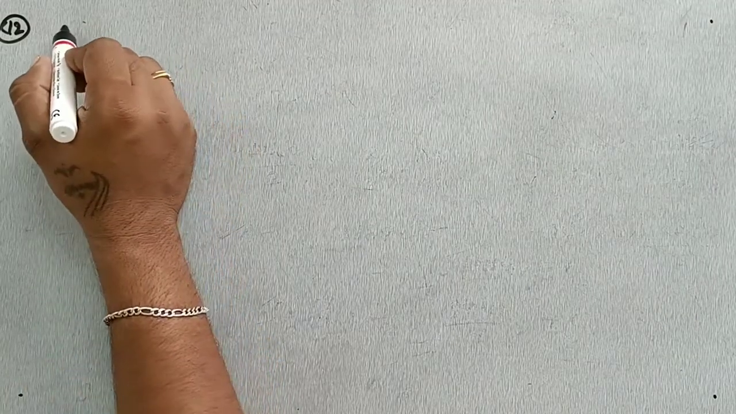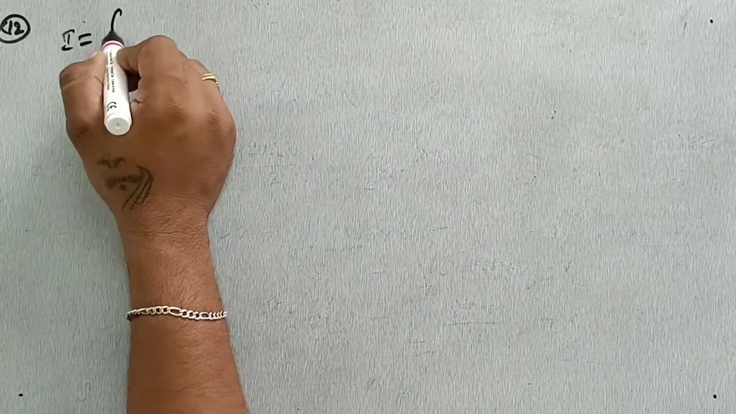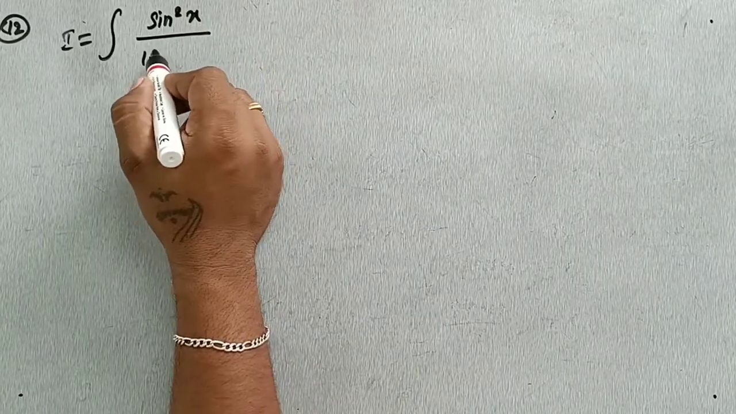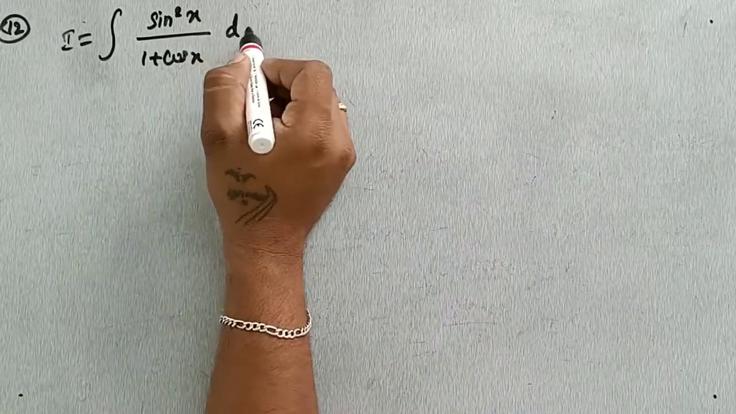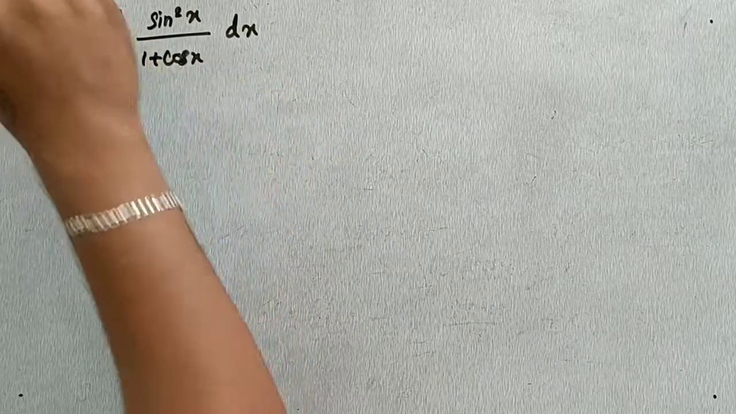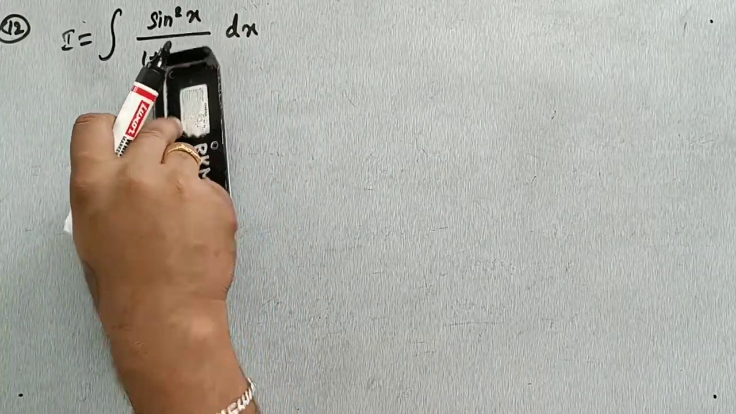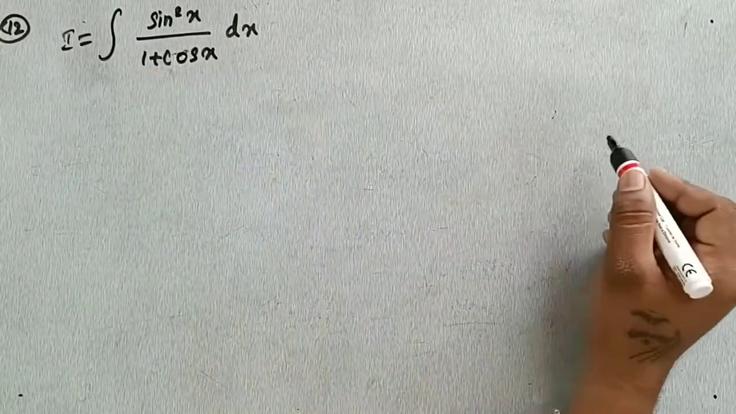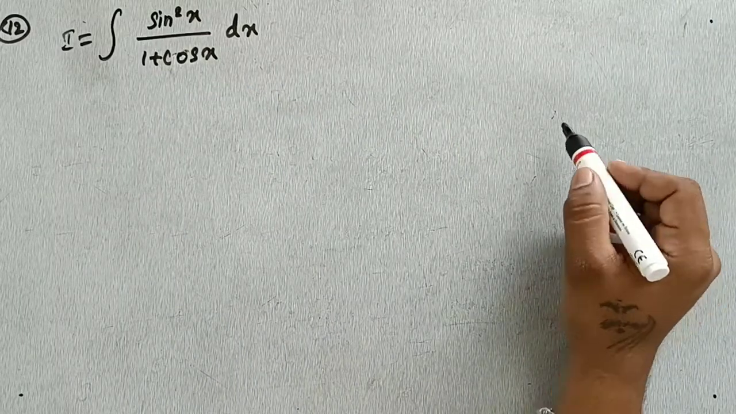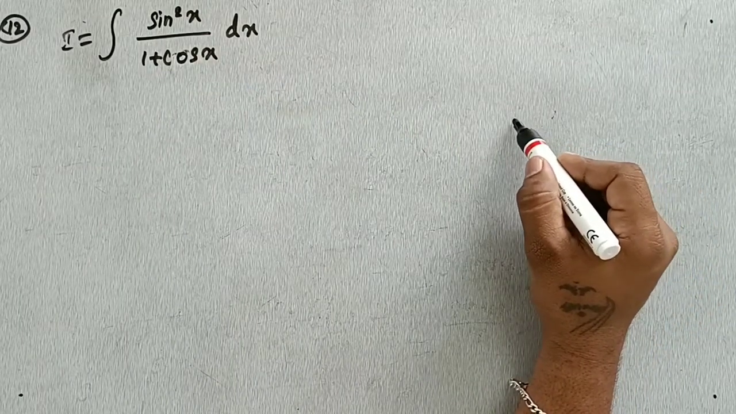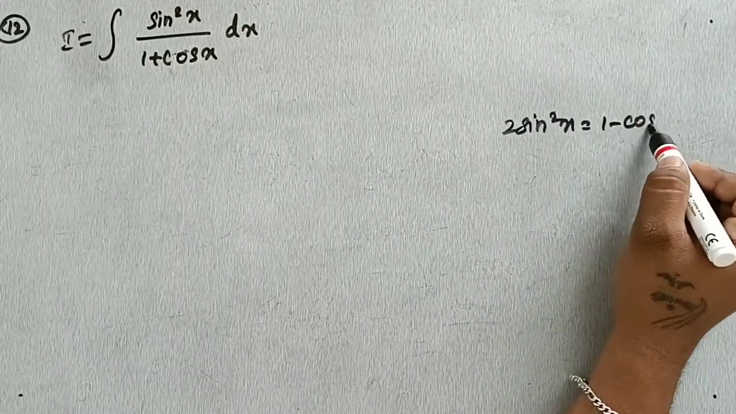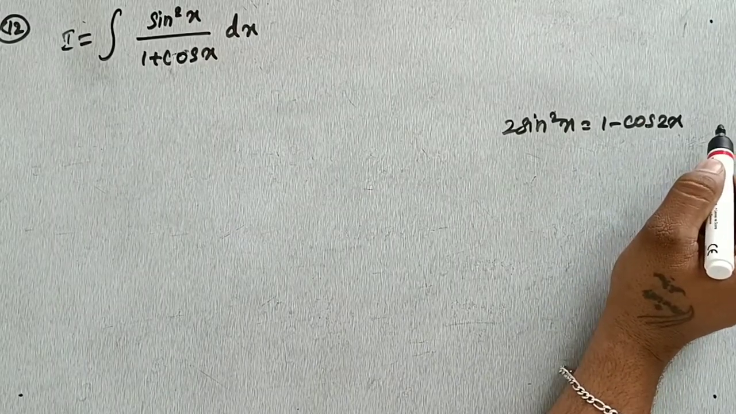Question number 12. Very easy question, but we have to apply that identity here. So I equal to integral sin square x divided by 1 plus cos x dx. Here we cannot integrate directly, or substitute that integral directly. So what we are going to do, we are going to simplify this. The numerator I am going to write using a formula. So what is the formula we have in terms of sin square? That is 2 times sin square x equal to 1 minus cos 2x. This formula I am going to use here.